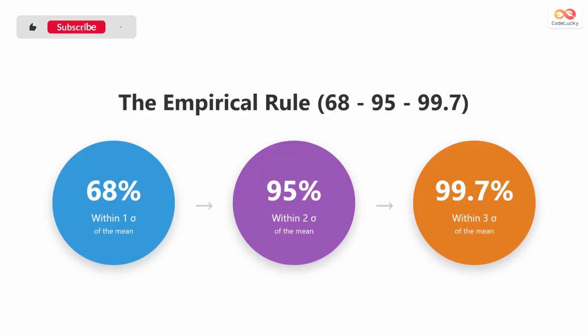The empirical rule gives us a quick way to estimate where data falls. It states three specific percentages. 68% of data falls within one standard deviation, 95% falls within two, and 99.7% falls within three standard deviations. Let's break these down one by one.